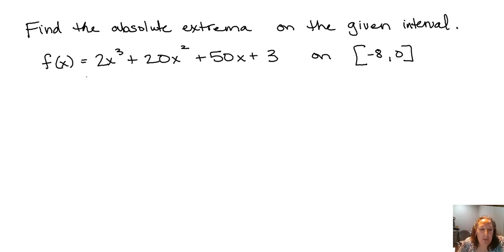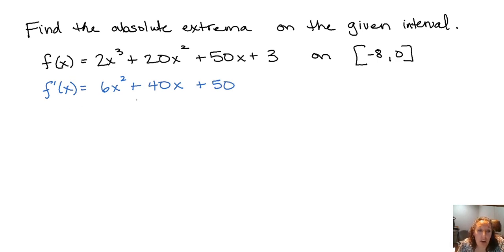Alright, in order to find our absolute extrema, we need to find our critical values, and to do that we need to take our derivative. So if we take the derivative of this function, 2x cubed, our derivative is 6x squared. The derivative of 20x squared is 40x. The derivative of 50x is 50, and then the derivative of 3 is 0.